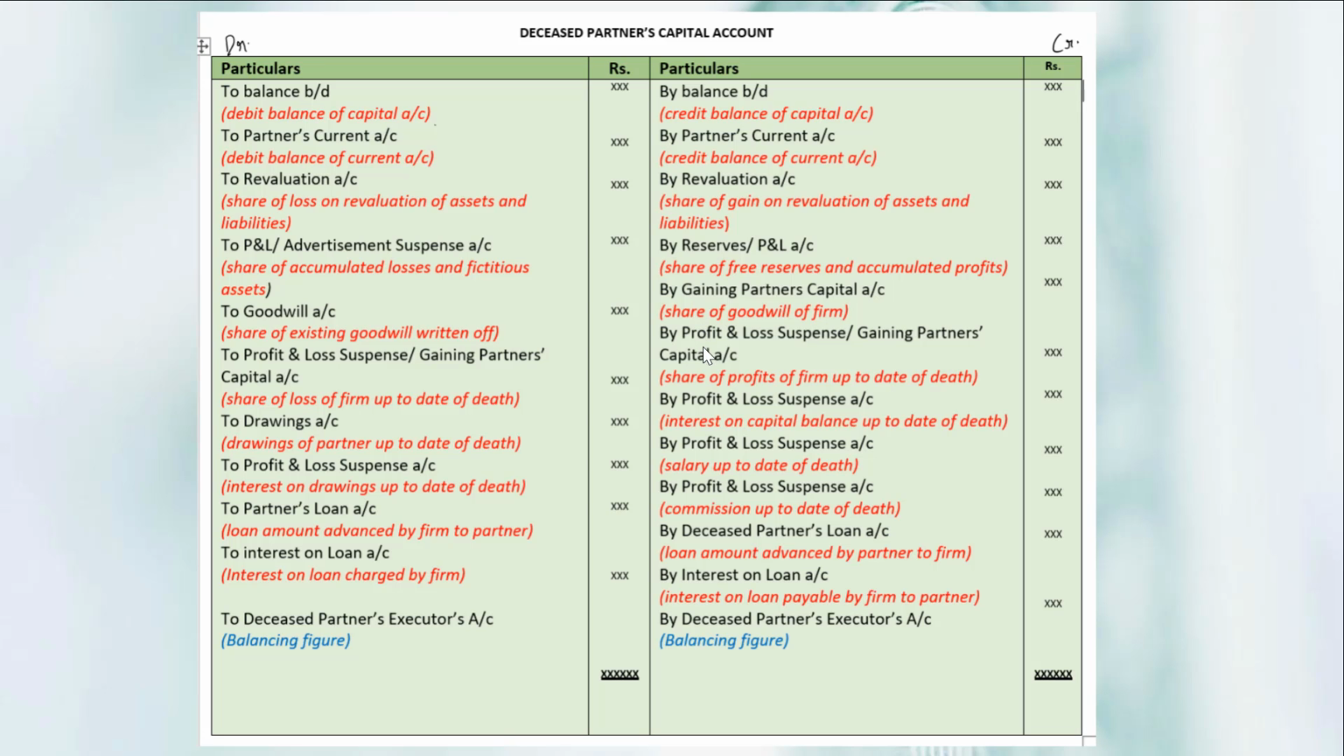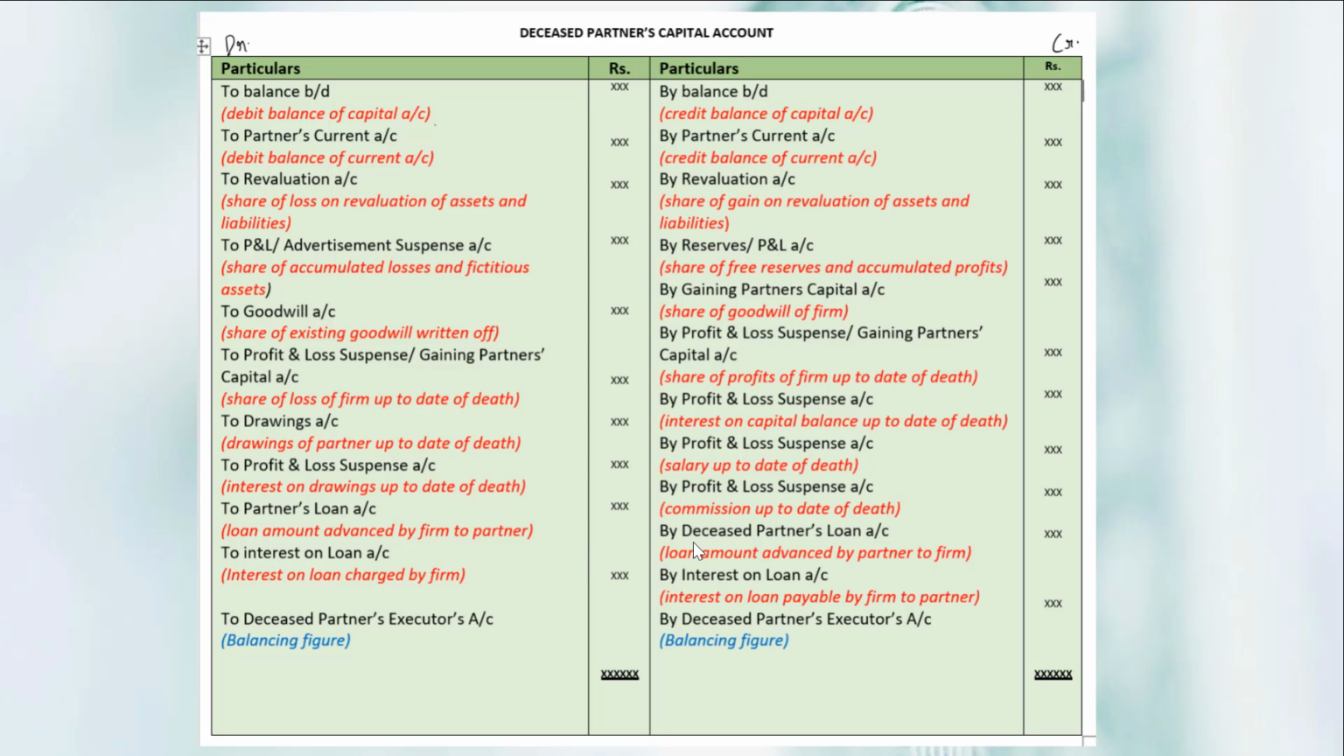For share of profits of the firm up to the date of death, we'll have by profit and loss suspense or the gaining partner's capital account. For interest on capital balance up to the date of death, again by profit and loss suspense account. And for salary of the deceased partner up to the date of death, as well as commission up to the date of death, it will come as by profit and loss suspense account. On the other hand, any share of loss of the deceased partner in the firm up to the date of death will come as to profit and loss suspense or gaining partner's capital account. The drawings of the deceased partner for the current accounting period up to the date of death will come as to drawings account. Interest on drawings will come as to profit and loss suspense account.